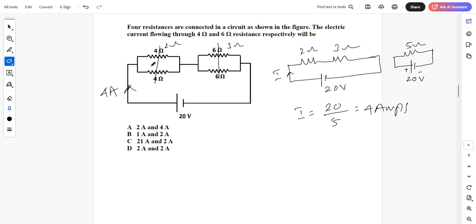What happens here? See the resistances. The resistances are the same. Therefore 2 amperes goes here and 2 amperes goes here. Then how much comes here again? 4 amperes of current, 2 plus 2, 4 amperes. Again 2 amperes goes here and 2 amperes goes here. Now the answer is 2 amperes and 2 amperes. Okay, this is the right answer. Hope you understood.